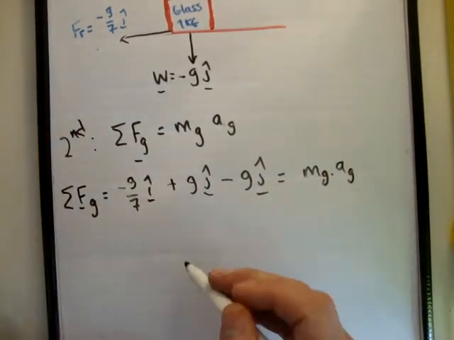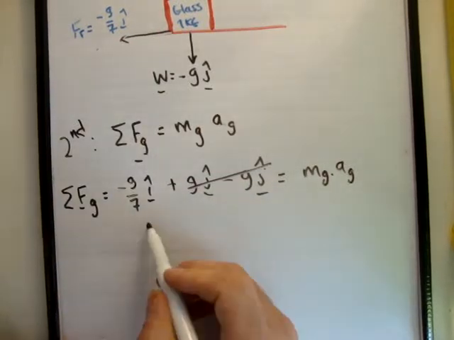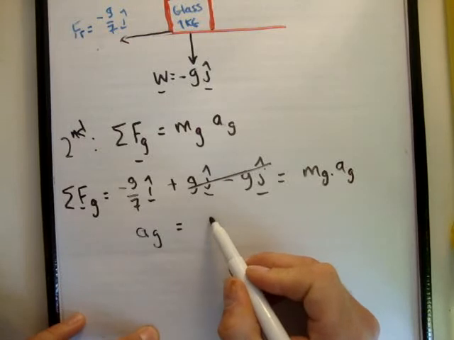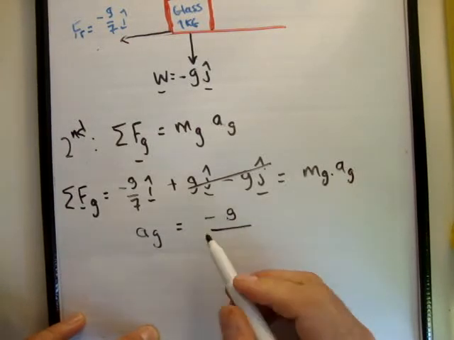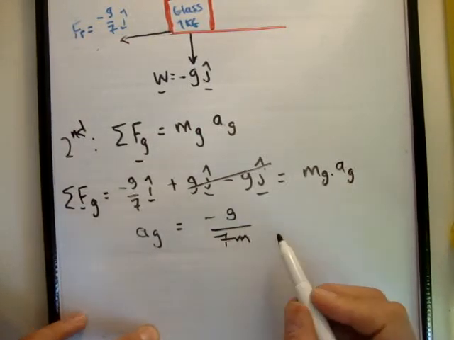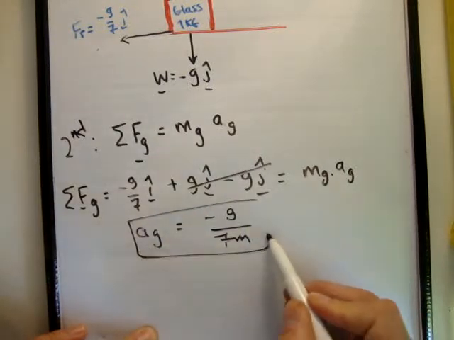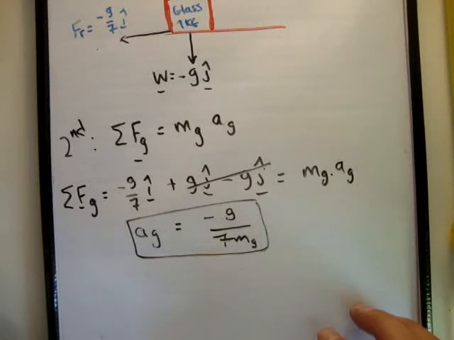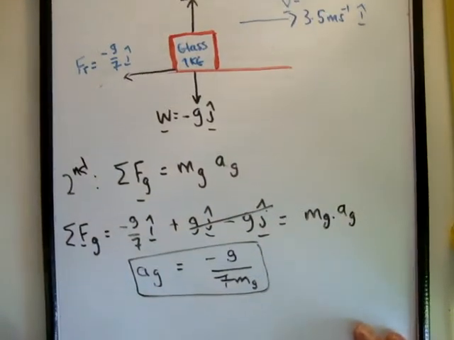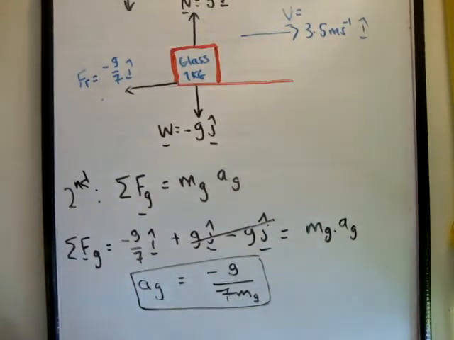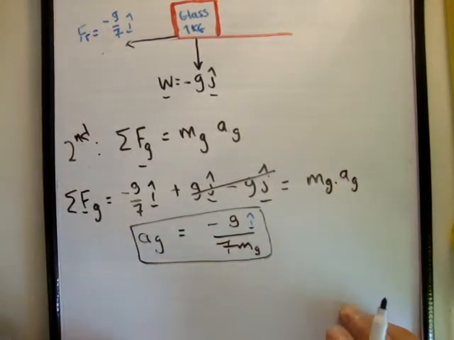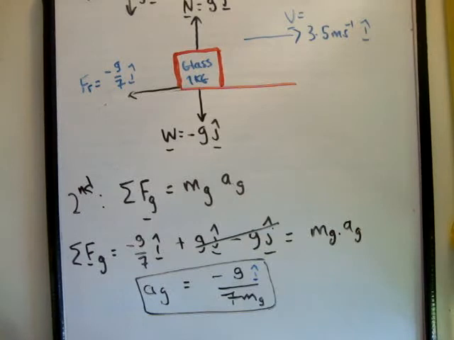Alright, so these two just cancel out and we get that the acceleration of the glass is equal to minus g over 7m of the glass. Alright, now does that make sense? I'm going to say it does, because I need to give it a direction. It's in the negative i hat direction. So what we're saying here is that we have a deceleration.